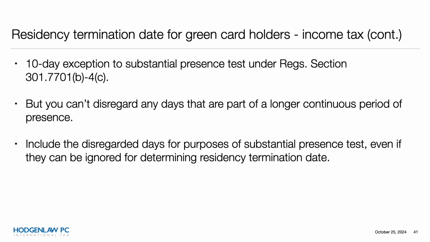So let's say you give up the green card June 15th, the example I used before, and then you're in the US for the entire month of November. You can't exclude 10 days of the month of November because it's longer than the 10-day period. And also you have to include the disregarded days for purposes of applying the substantial presence test, even if they can be ignored for determining the residency termination date.